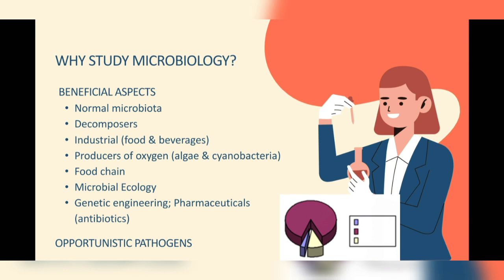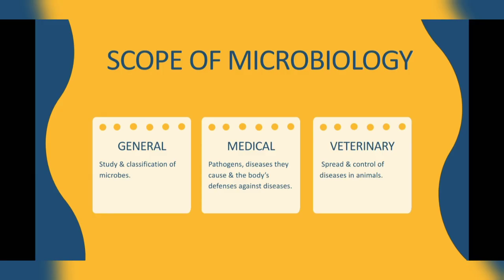Alright, after knowing all of those basic principles of microbiology, let us proceed to the various scopes of microbiology. The first one is general microbiology, the purpose of which is to study and classify the different microbes. Medical microbiology covers pathogens, the diseases they cause, and the body's defenses against diseases. Veterinary microbiology is the study of the spread and control of diseases in animals.